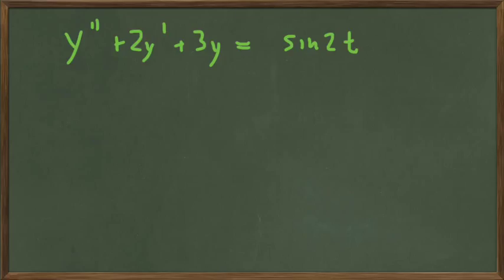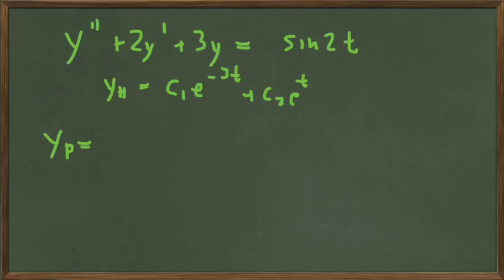Let's start with the same differential equation on the left side, y double prime plus 2y prime plus 3y, but let's make the right-hand side equal to sine of 2t. There, because yh is the same differential equation we've used twice before, c1e to the minus 3t plus c2e to the t, it's not going to interfere with the yp. What's the structure of the yp? Well, in general, it would be the same as what we had before.